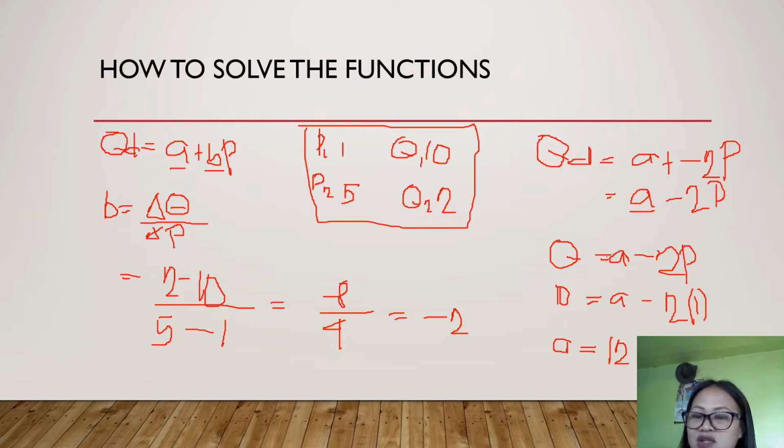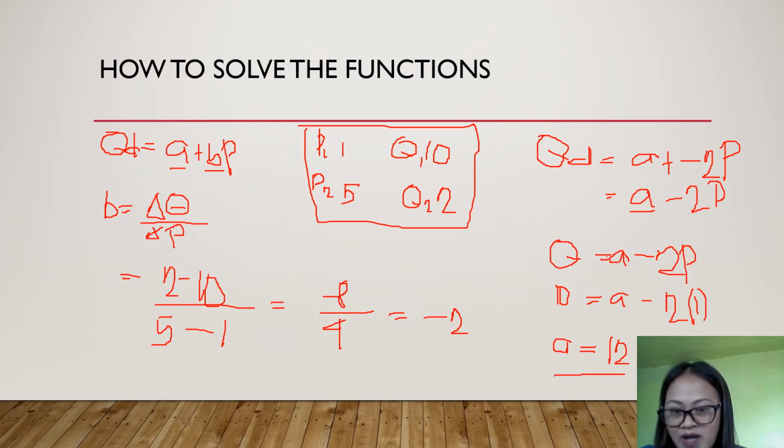Okay? Paano naging 12 yan? 2 times 1 is negative 2. As usual, you have to group the same values. So, i-transpose natin itong negative 2 on the other side. The negative 2, once it is transposed to the other side, it will become positive. So, 10 plus 2 will become 12. So, we have already the value of A, which is 12.